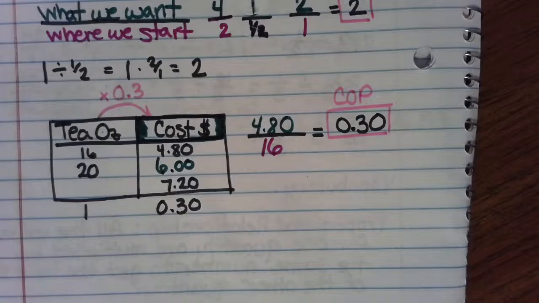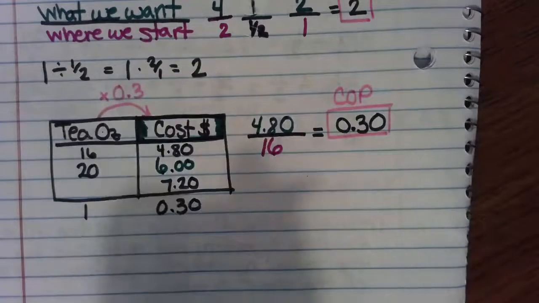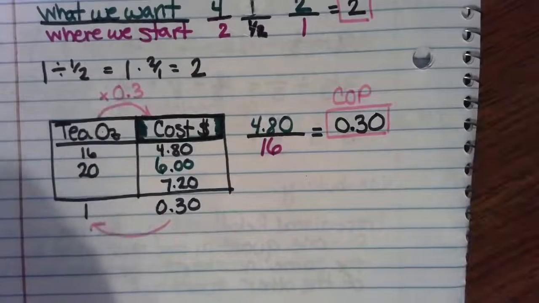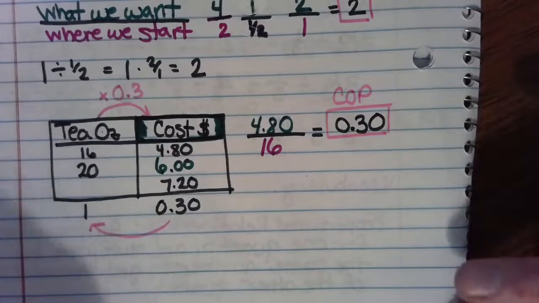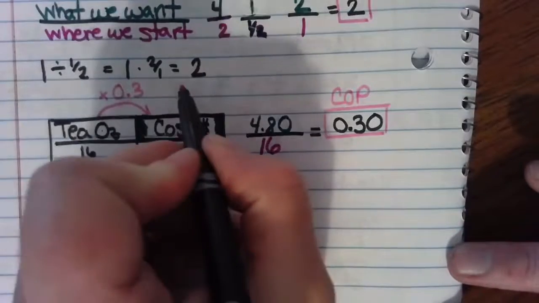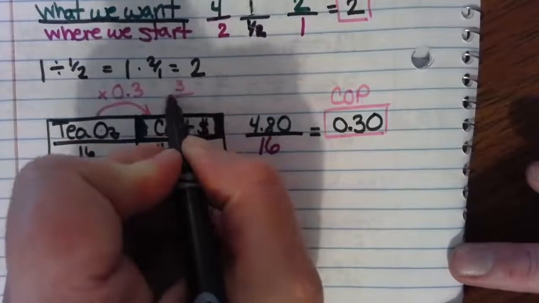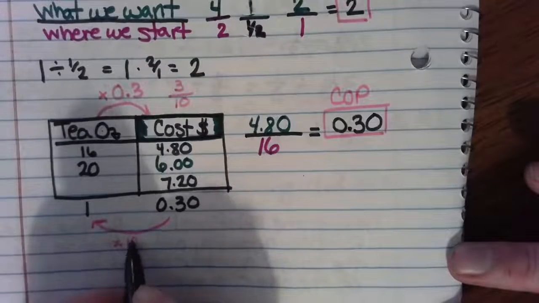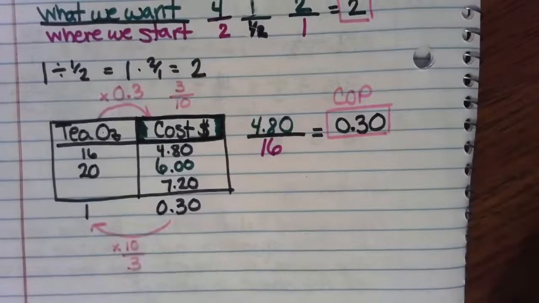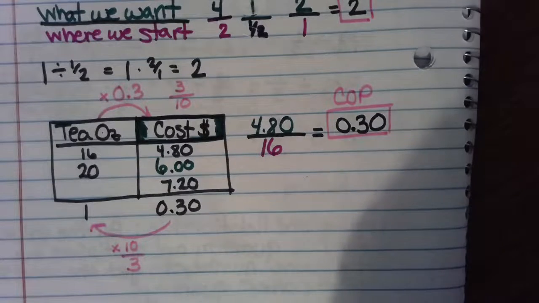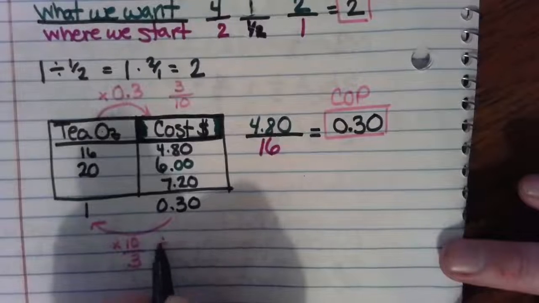Now I have to ask myself, how do I go the other way, right? How do I go this way? And we know that we do the reciprocal. So there's a couple ways to think about this. We could talk about, well, this is actually 3/10. So to go the other way, I multiply by 10/3. We multiply by the reciprocal, and that's totally fine. That would get us there. We could also just divide to go backwards. Those are the other option for us.